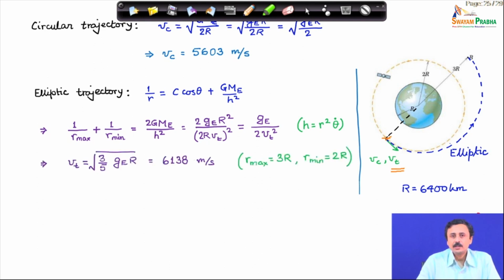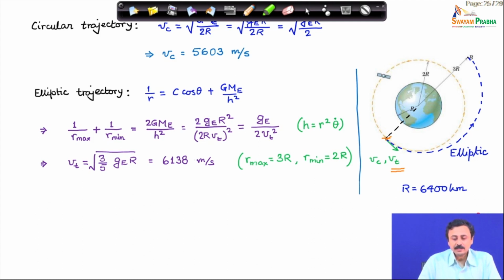From here you can solve for the tangential speed. R min and R max are known. R min is 2 times the radius of the earth and R max is 3 times the radius of the earth. Once you substitute everything, the straightforward algebra will lead you to the tangential velocity at the perigee for the elliptic path. For the particle to traverse on the elliptic path it should be 6138 meters per second.